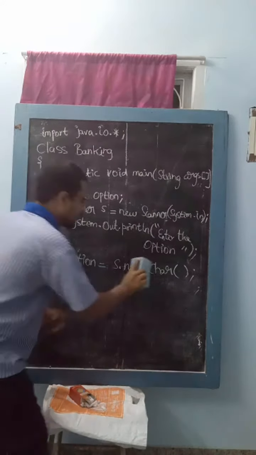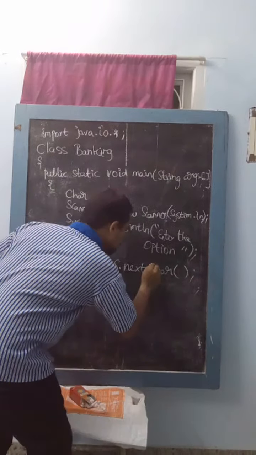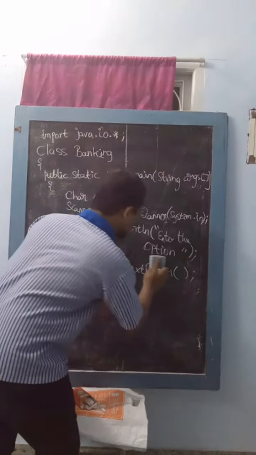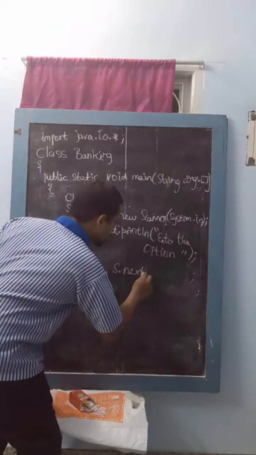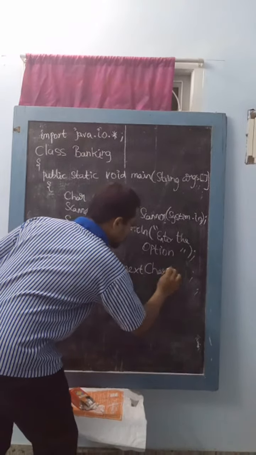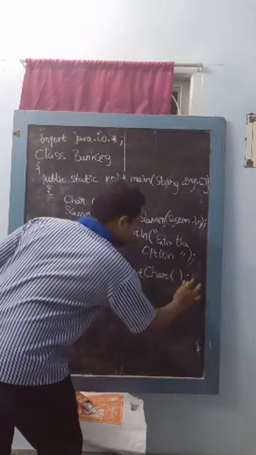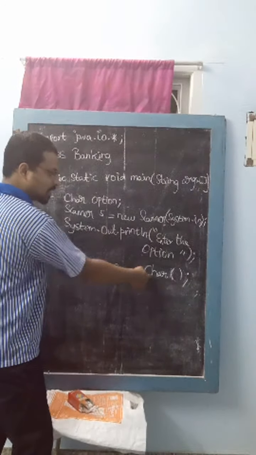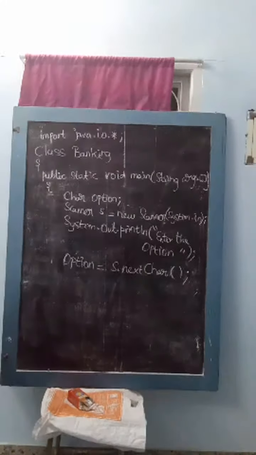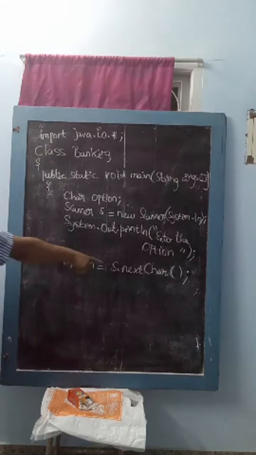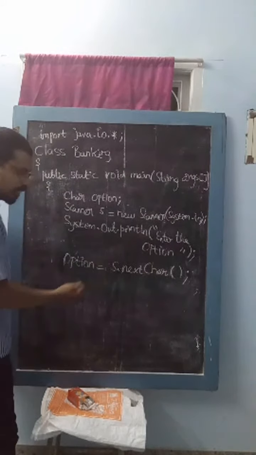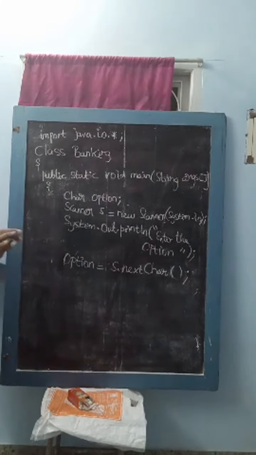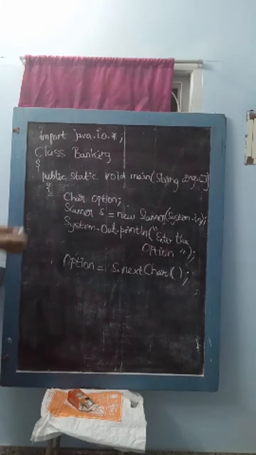In this case, we have to use C as a capital letter. I am just mentioning it with the help of an underline. Next char, there is no space in between T and C. With the help of that, we are going to get the option value. After that, you just continue the switch case statement as usual, whatever we studied in C and C++.